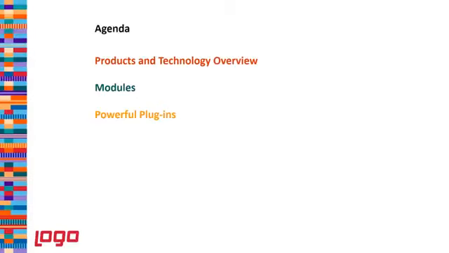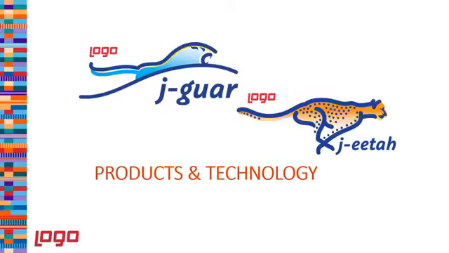Today we'll be having a brief introduction into j-guar and our Java solutions. It will be divided into three parts. The first part will be talking about products and technology. Second, we'll drill down into modules. And lastly, we'll talk about some powerful plugins that are available in our solutions. So let's start it all off with our products and technology.